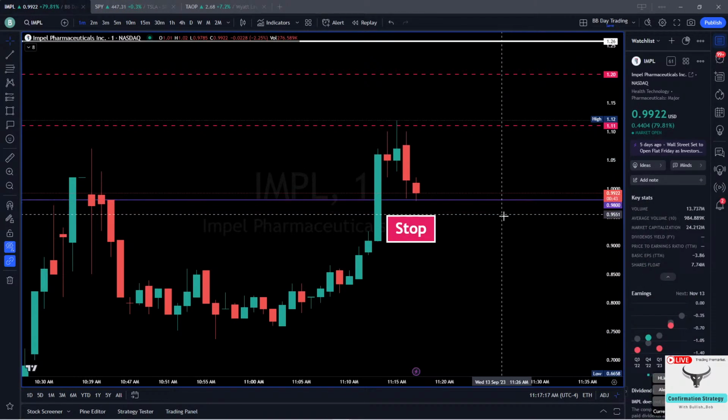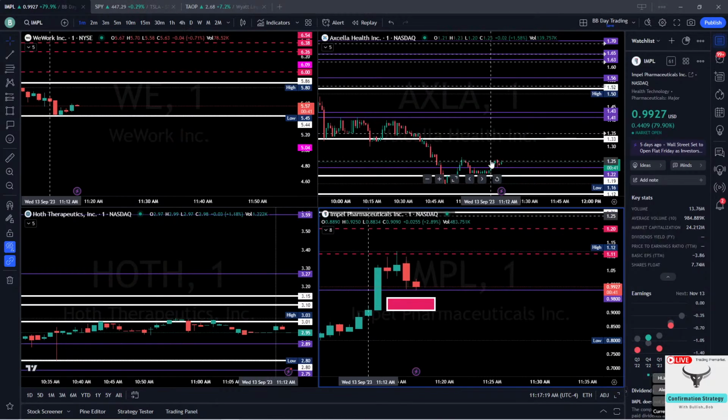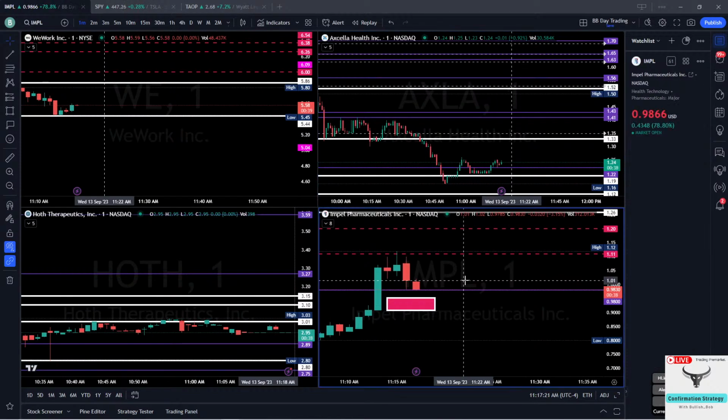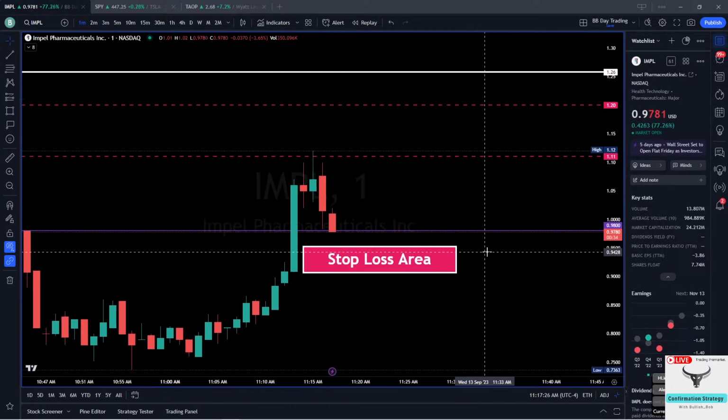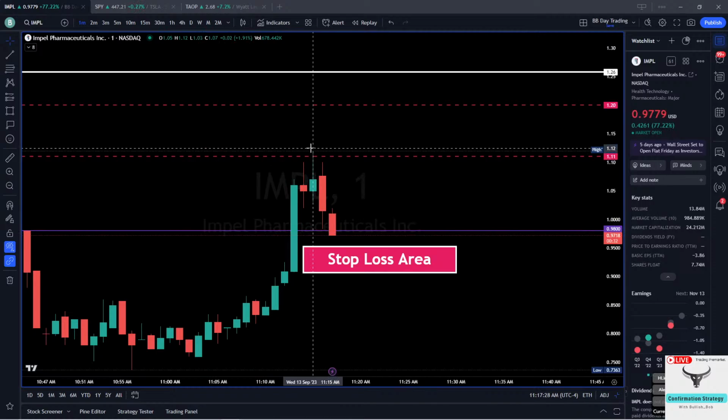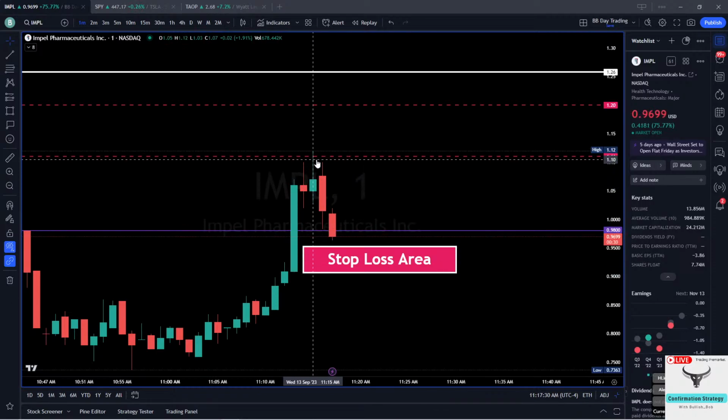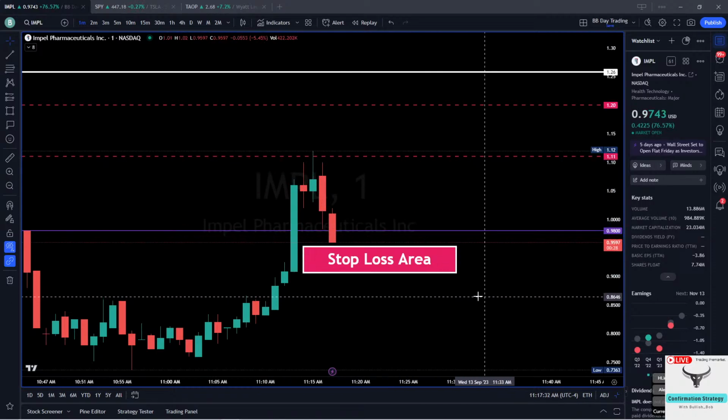So bearish Bill over on, what was it, AXLA, and Bullish Bob over here on IMPL. So you can see the stop loss area. Looks like it's about to hit, but look at that. Is that not clean or what? Closed over, hit target, scale out, take profit, and protect yourself.